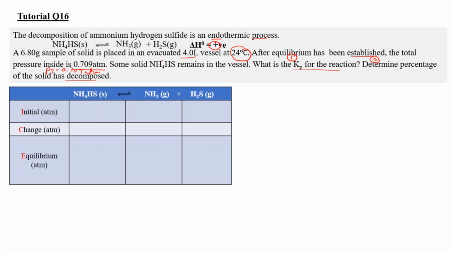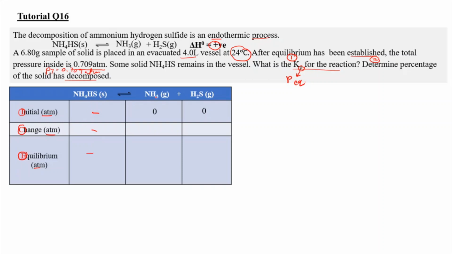So for this reason, since we are finding the Kp, we need to know the value of the partial pressures at equilibrium. Because of this, we need to use the ICE table, which is initial, change, and equilibrium. Since we are talking about partial pressure, it's going to be in the unit of atm. At the initial stage, the pressures of ammonia gas and hydrogen sulfide gas are going to be 0 and 0 respectively. For the solid ammonium hydrogen sulfide, we just put a dash because a solid does not get involved in the Kp expression.